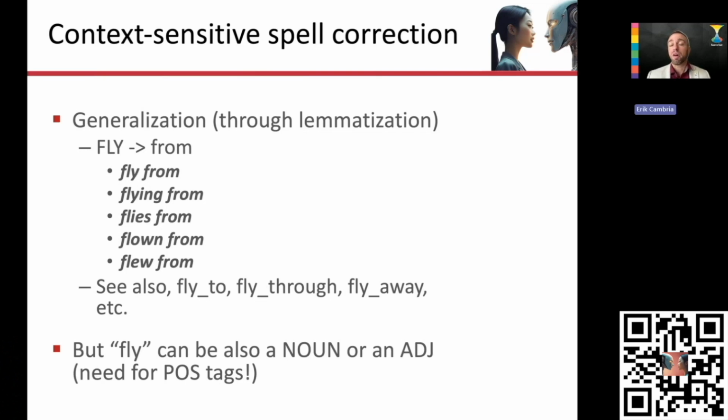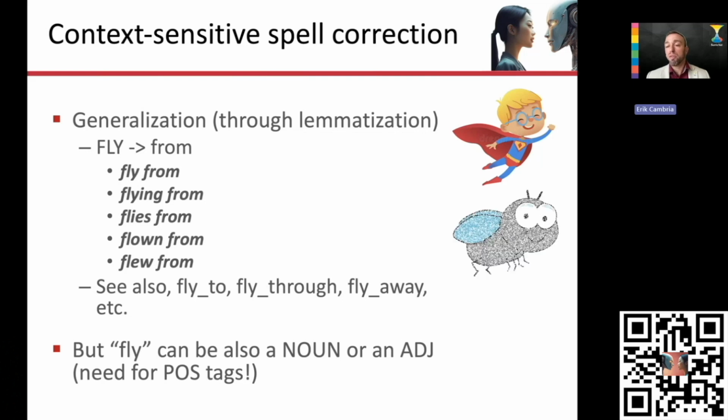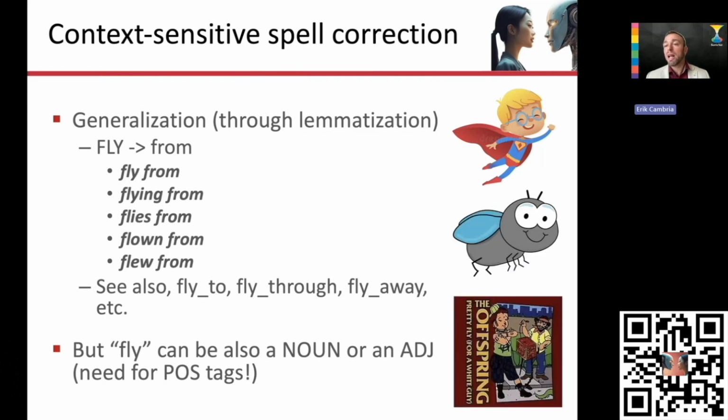But this is far from easy, because as we know and as we discussed in the previous course, we have the problem of multiple senses as well. So fly, for example, is not just a verb. It means a different thing as a noun, and then yet another thing as an adjective.